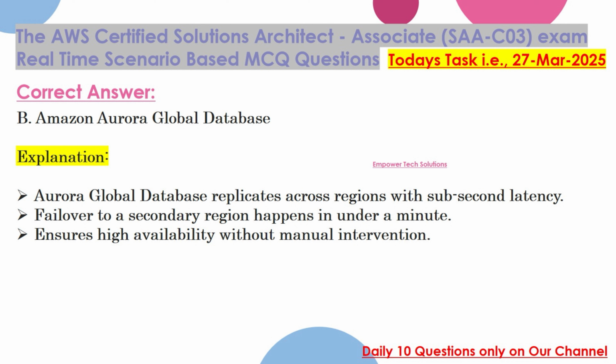Explanation: Aurora Global Database replicates across regions with sub-second latency. Failover to a secondary region happens in under a minute. Ensures high availability without manual intervention.